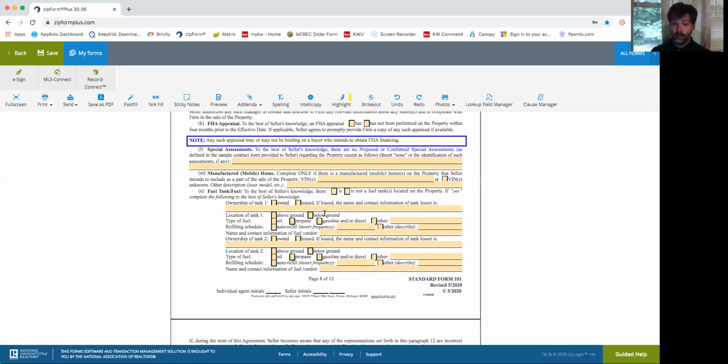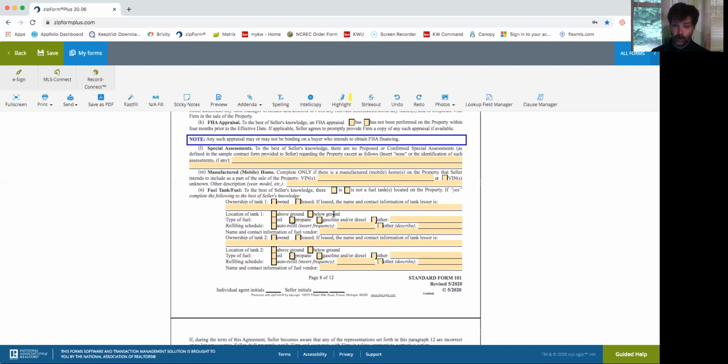Fuel tanks, are there any fuel tanks? This is really important, especially underground fuel tanks. Ask that question.